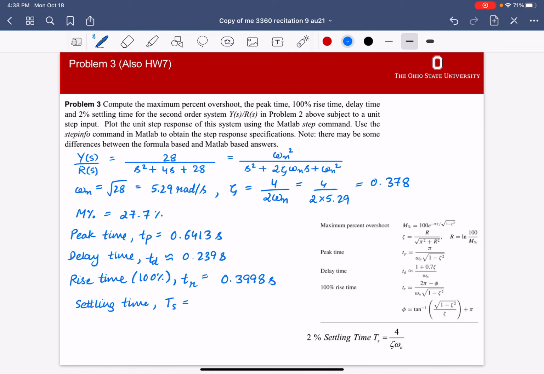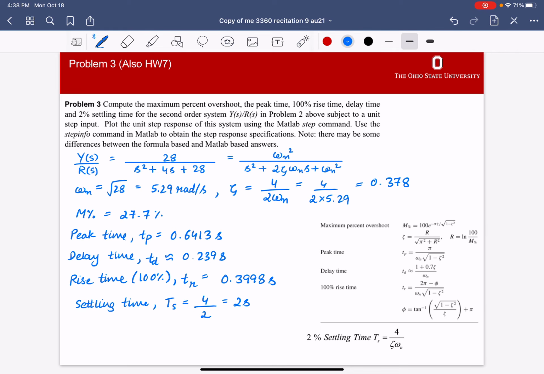And then finally we have our 2% settling time. For this particular case, we know that the product of the damping ratio and the natural frequency turns out to be just 2, from comparing the denominator of the standard form and the transfer function that we have. So we can just use that factor of 2 here directly, and we end up with 2 seconds. That's our settling time.